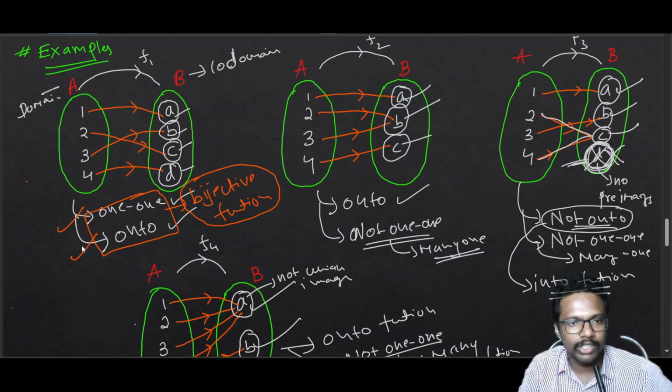If it is not 1-1, then it is many-one. If it is not onto, then it is into. Okay, remember these: 1-1, onto, many-one, into. If both 1-1 and onto, then we say it is bijective. If any one of them fails, it is not a bijective function.